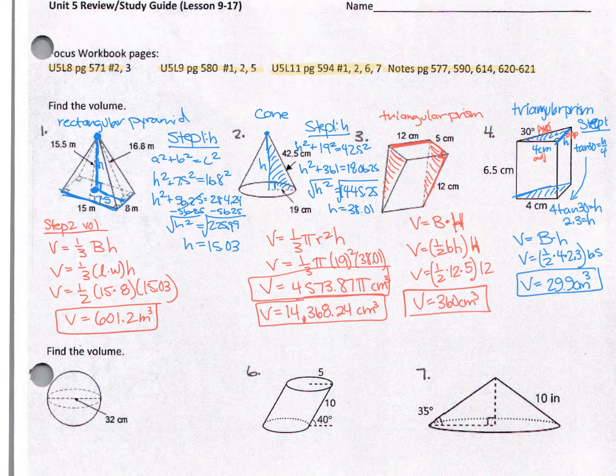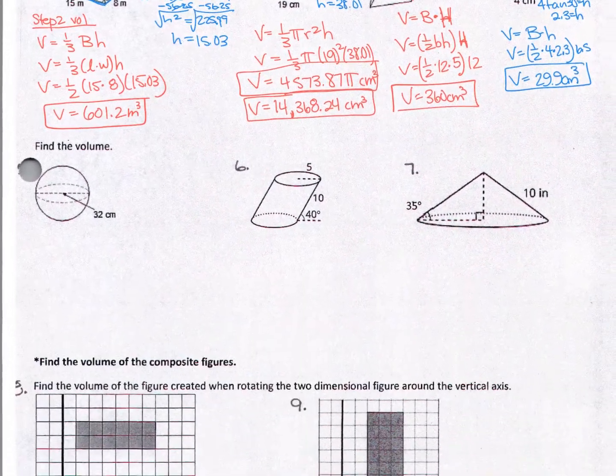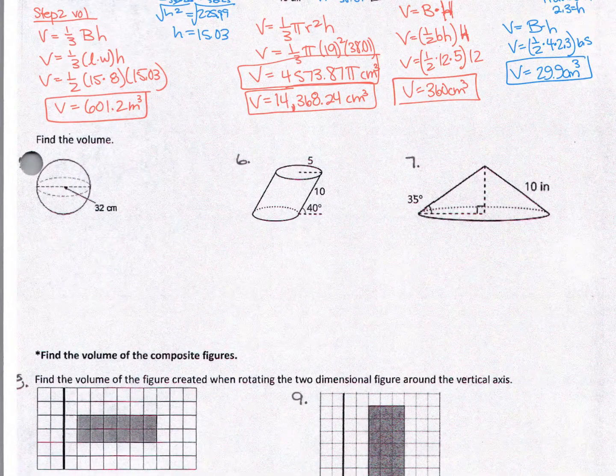So let's take a look at the next three problems. So on number 5, it's a sphere, and I need to think about the radius being half of my diameter, because the 32 is the diameter, so my radius is 16. So the last formula on our formula sheet is that volume equals 4/3 pi r cubed. That's commonly the mistake on these problems, is the r cubed.